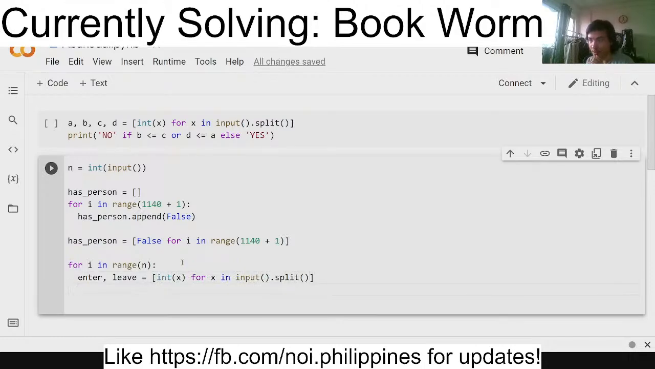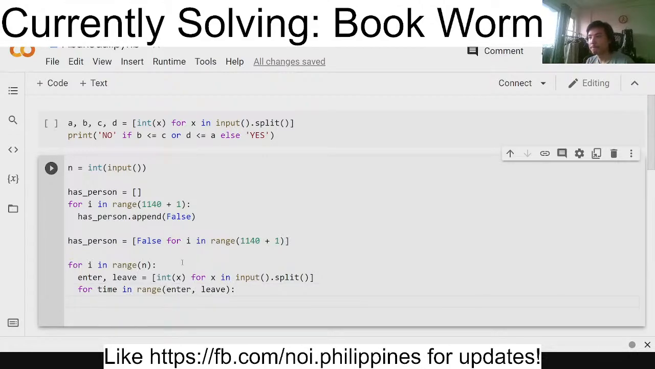Okay, then what do I know? I know that between enter time and leave time, all of the times between those two, there's going to be a person inside the library, at least one person. So for time in range, and I don't consider the last minute, the minute that the person leaves, to be included, right? So this is actually fine. This person, that time, is true.